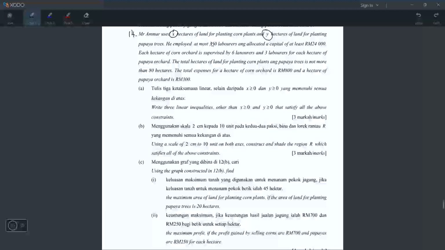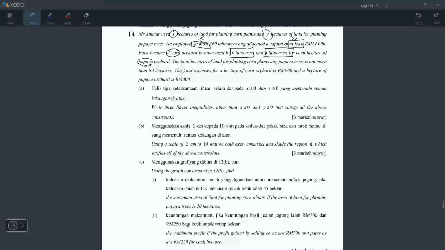Okay, let's keep reading. He employed at most, smaller sama dengan, right? 360 laborer. So this is 360 laborer and allocated a capital of at least 24,000. So at least punya simbol apa? Bigger sama dengan. If you never hafal this symbol, you cannot do this chapter in exam. So make sure you know this. And then they say each hectare of corn orchard is supervised by 6 laborer and 3 laborer for each hectare of papaya. So for corn, 1 hectare you need 6 laborer, 6 laborer to supervise. But for 1 papaya, you need 3 laborer to supervise.